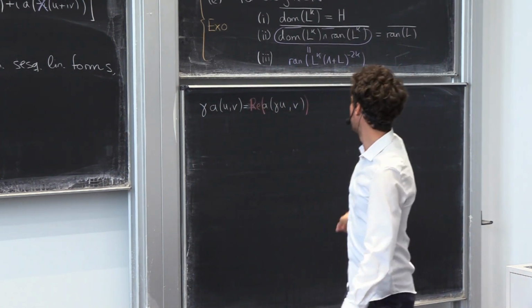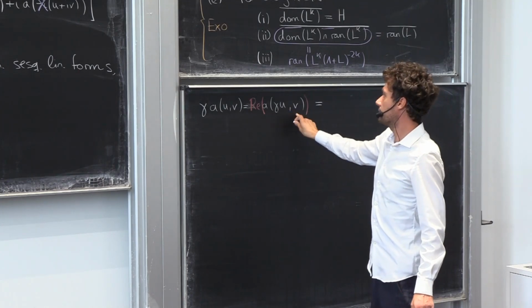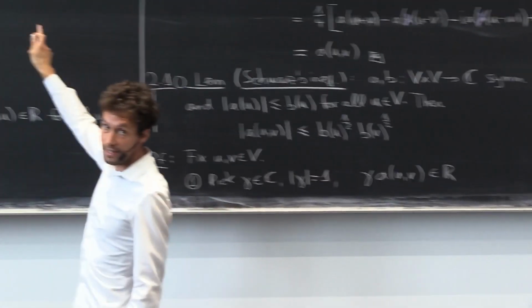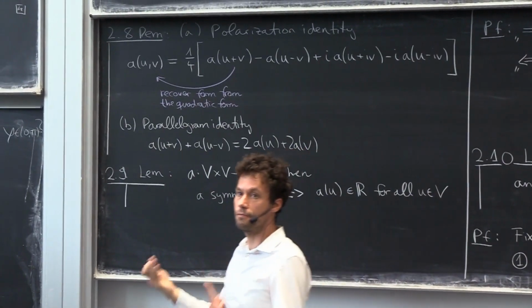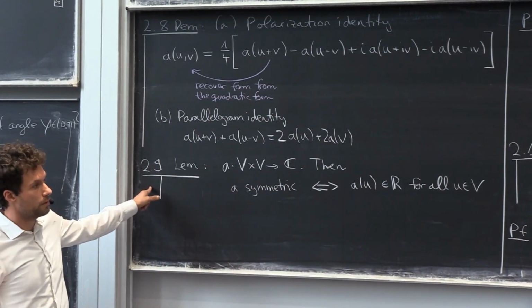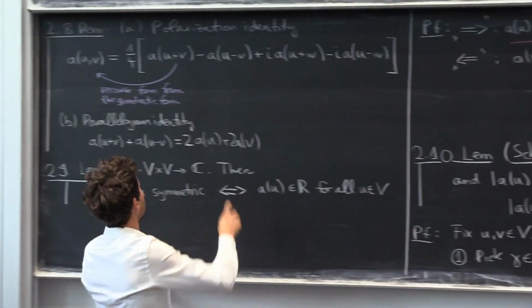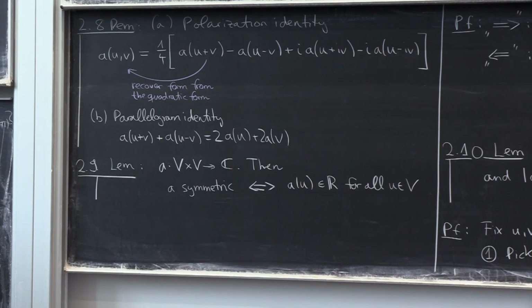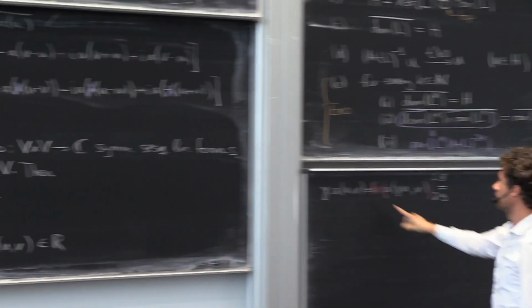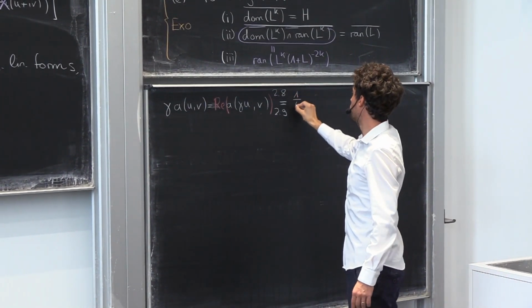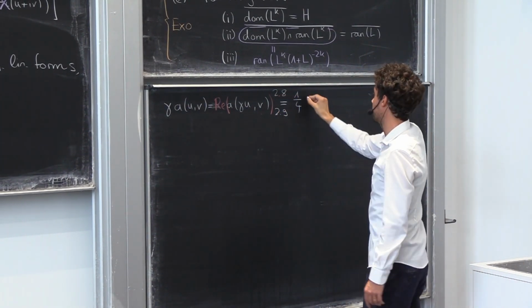Alright, now this thing here can be spelled out through the polarization identity, but because the forms that I'm looking at here are symmetric, the 2.9 tells me that all these quadratic forms are real numbers. So if I put 2.8 and 2.9 together, it says that for the real part, I only have to take into account the first two terms of the polarization identity.